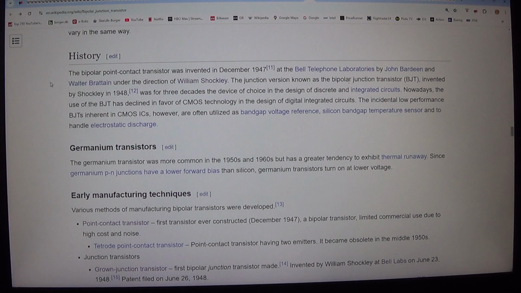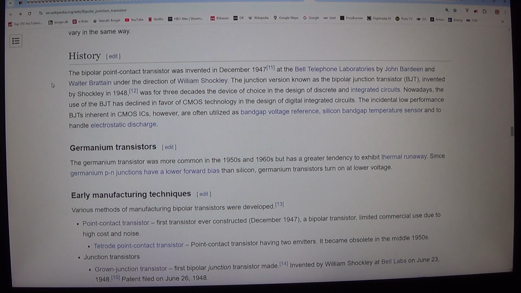History. The bipolar point contact transistor was invented in December 1947 at the Bell Telephone Laboratories by John Bardeen and Walter Brattain under the direction of William Shockley. The junction version, known as the bipolar junction transistor, BJT, invented by Shockley in 1948, was for 3 decades the device of choice in the design of discrete and integrated circuits.